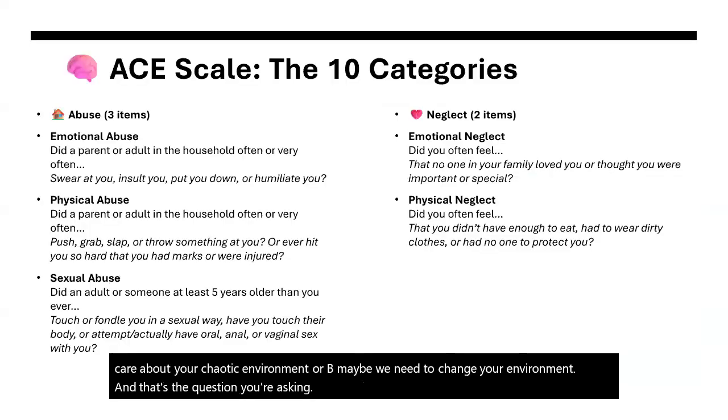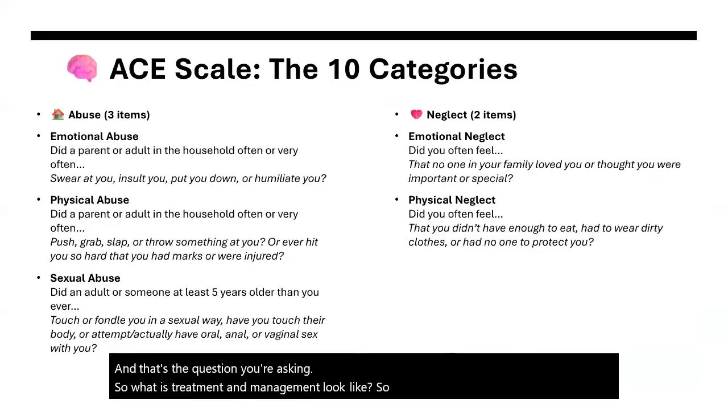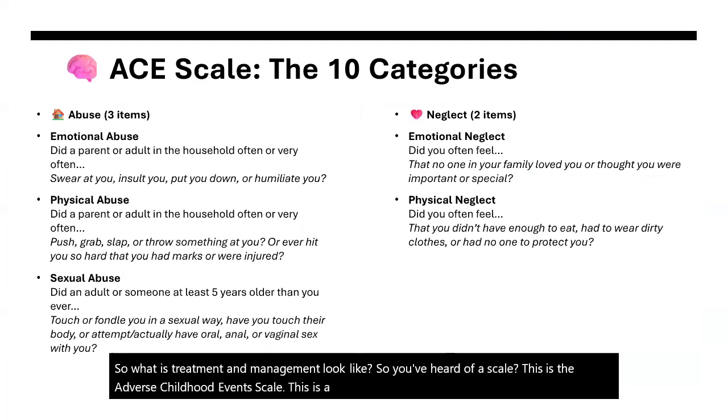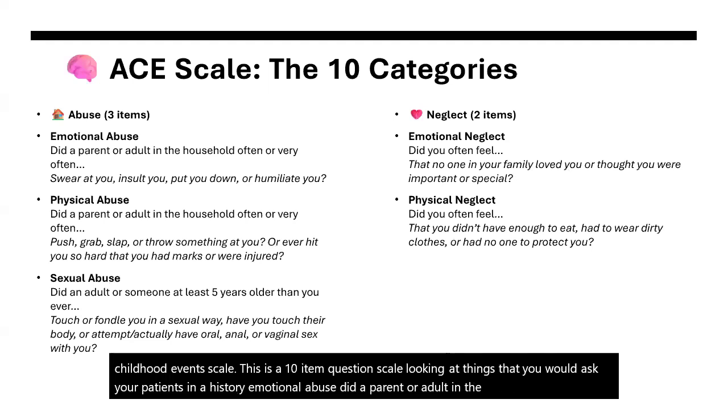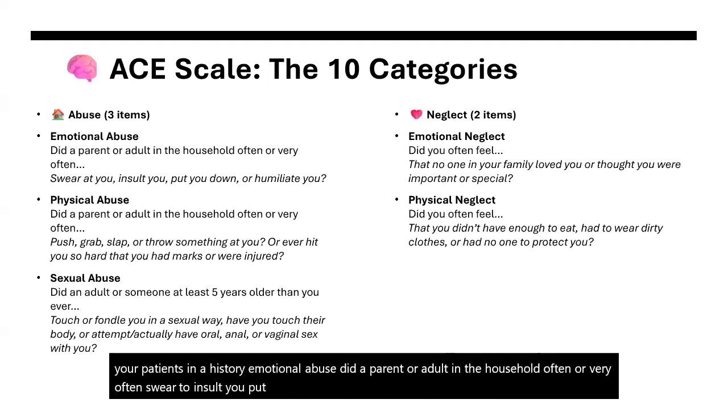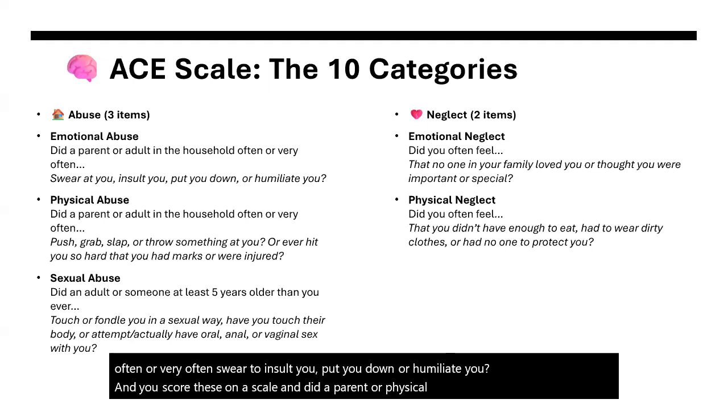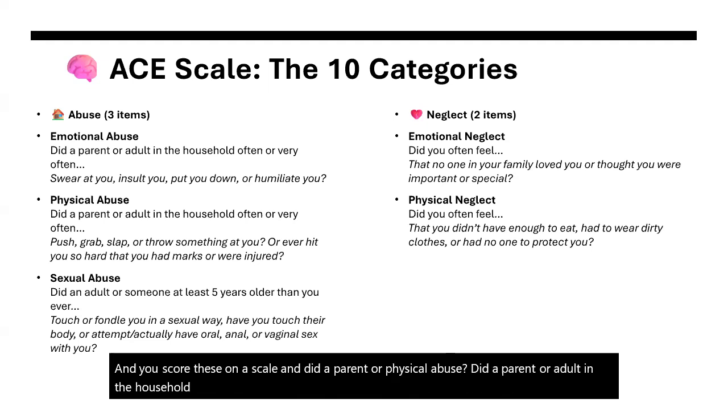So what does treatment and management look like? So you've heard of the ACE scale. This is the Adverse Childhood Events Scale. This is a 10-item question scale looking at things that you would ask your patients in a history. Emotional abuse: did a parent or adult in the household often or very often swear at you, insult you, put you down, or humiliate you? And you score these on a scale. Physical abuse: did a parent or adult in the household often or very often push, grab, slap, throw something at you, or ever hit you so hard that you had marks and were injured?